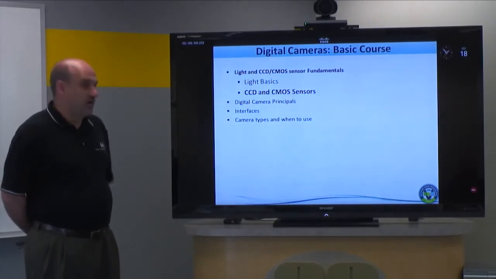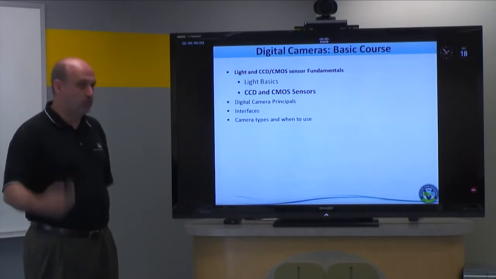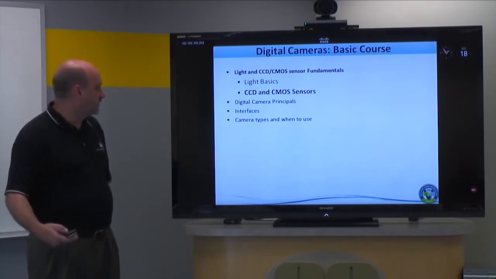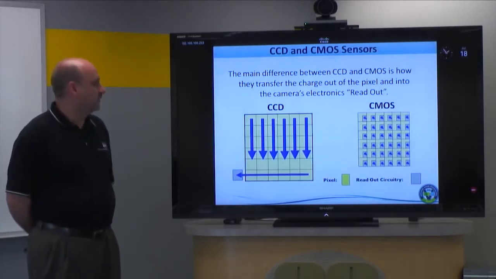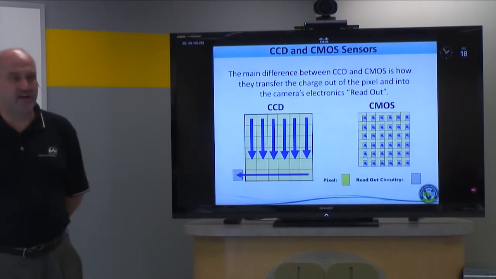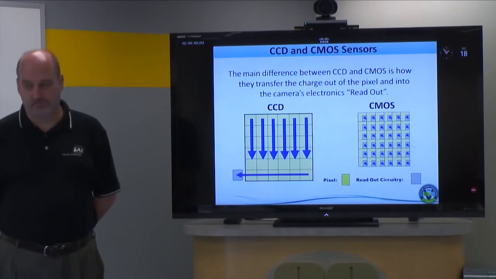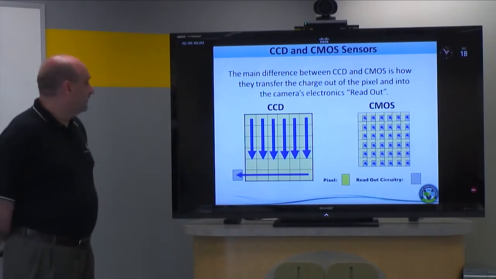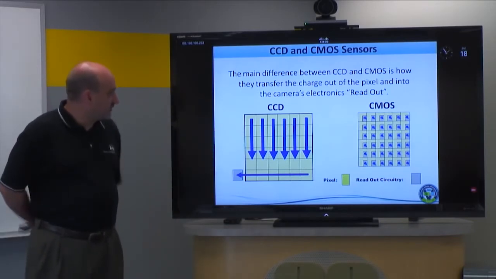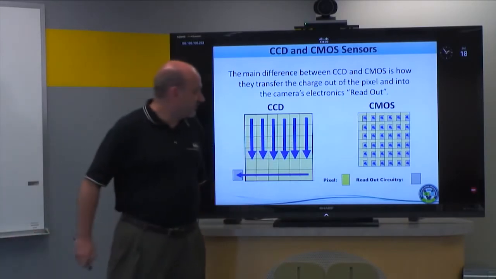So now we're going to talk about applying some of these basics and talk specifically about CCD and CMOS sensors, what's going on with them, how they're converting the light to the charge, and what they can do for us in imaging. The main difference between CCD and CMOS sensors is how they transfer charge out of the pixel and read it out of the camera into the machine vision system. CCDs read charge and clock it off the chip. CMOS imagers collect charge in the pixel, and circuitry in the pixel lets it be read out of the camera.